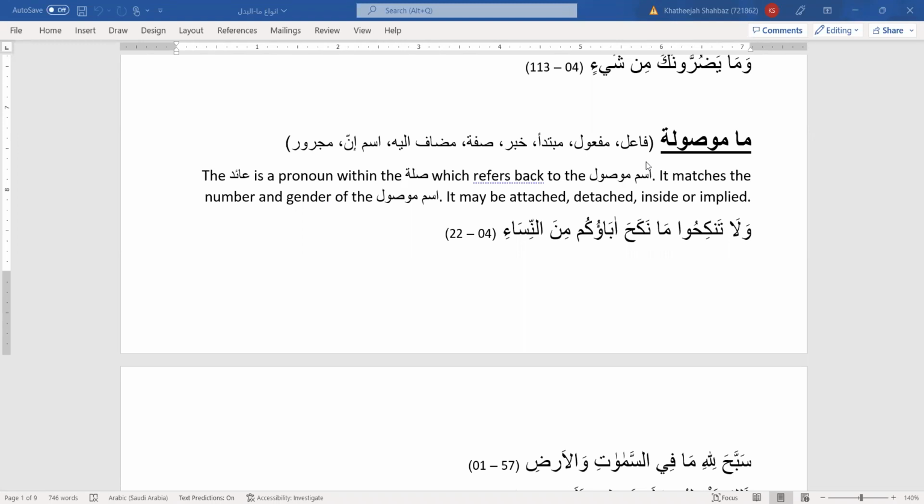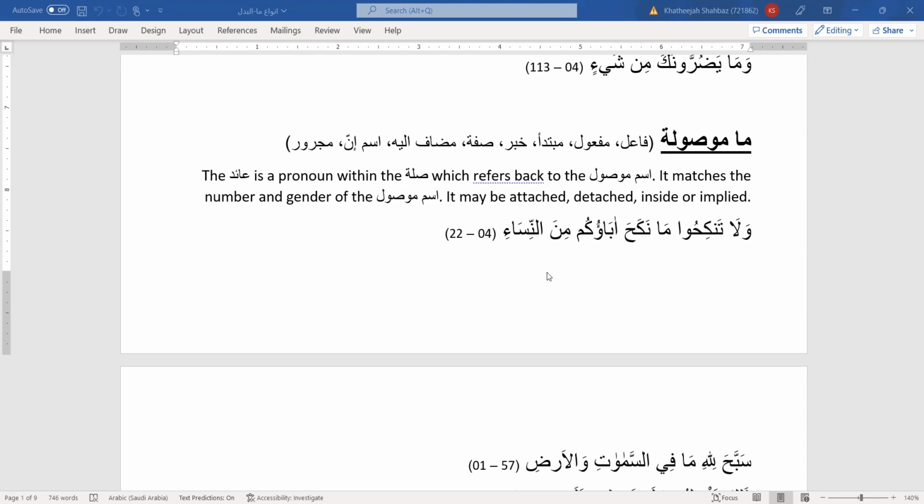So when ma mausula comes, it always comes with a sila, silatul mausul, and the silatul mausul is a jumla ismiya, nominal sentence, jumla fi'liya, verbal sentence, or jar majroor or mudaf and its mudaf ilayh. And when ma mausula and its sila come together, then they play a role in the ayah. And the role can be fa'il, maf'ul, mubtada, khabar, sifa, mudaf ilayh, ismu inna, or majroor. It can be any of those.